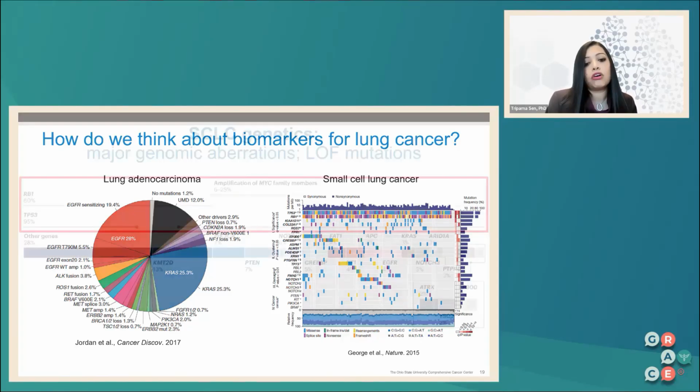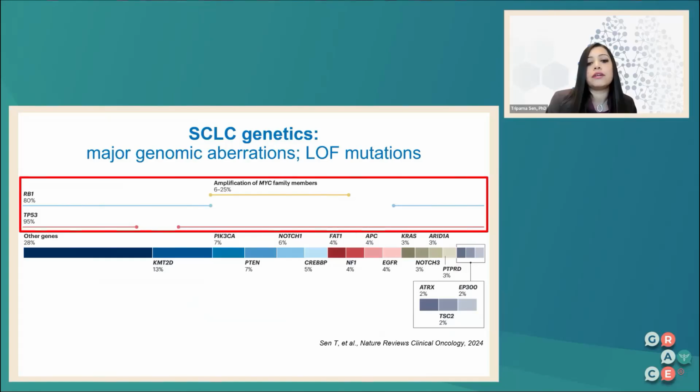And this is just a snapshot of the other important genes that we see. We also saw amplification of the MYC family members, another set of genes that is very hard to design drugs against. And other genes where we saw alterations are non-recurrent, so only a small percentage of patients have mutations like Notch1 family members, PIK3CA, KMT2D.